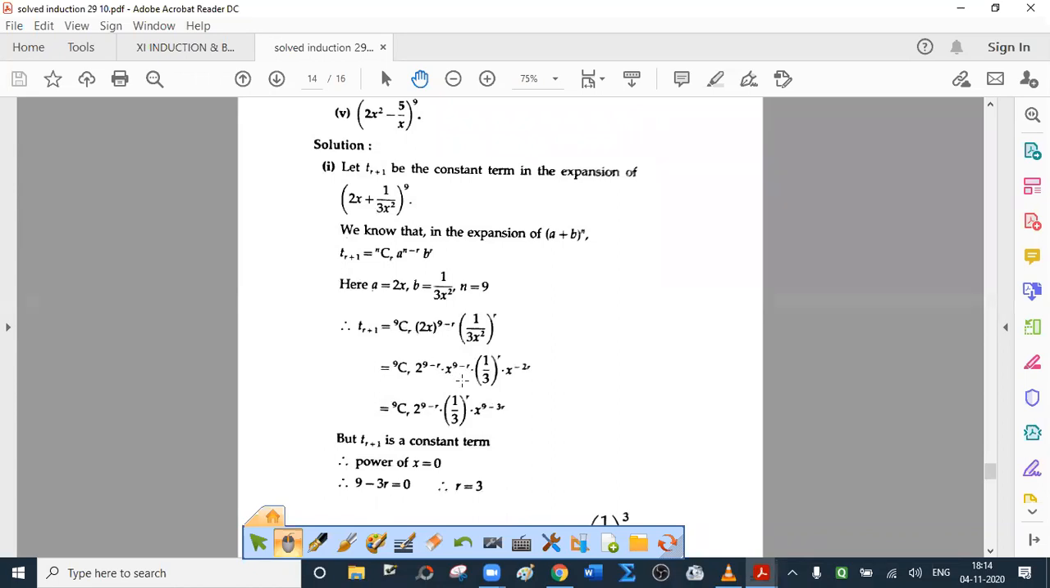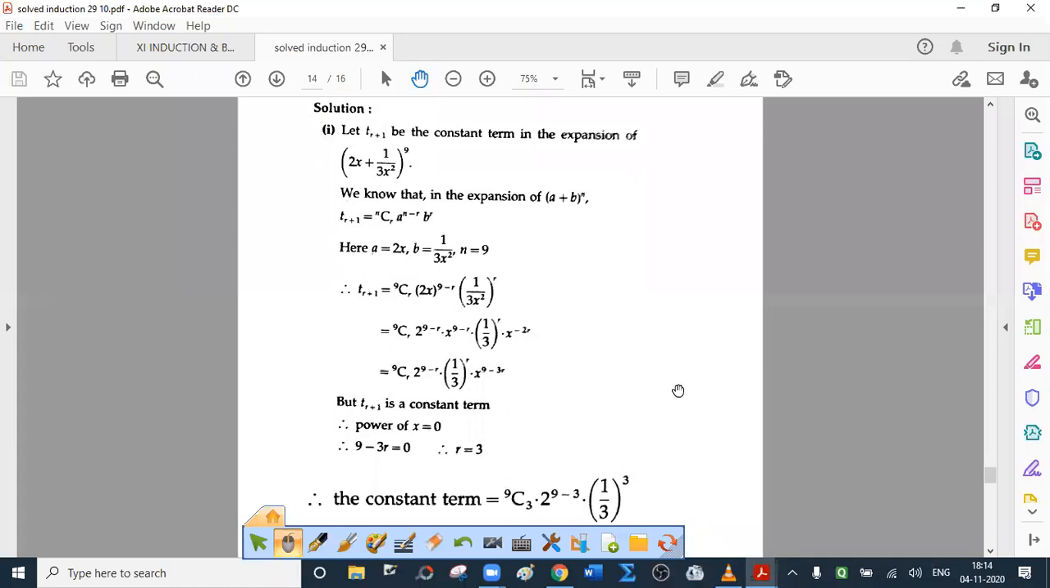Into x raised to 9 minus r, 1 upon 3 raised to r, 1 upon x raised to 2r, and that is why here it is directly written x raised to minus 2r. So it is 9cr, 2 raised to 9 minus r, 1 upon 3 raised to r, x raised to what? 9 minus r minus 2r, that is 9 minus 3r. But tr plus 1 is constant term. So index of x must be 0. So that gives me r equal to 3.